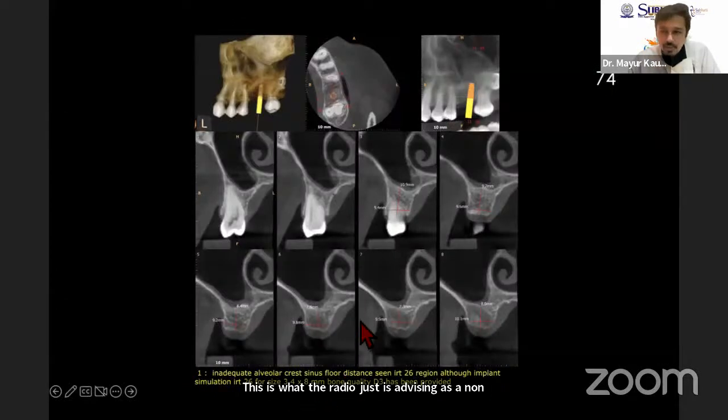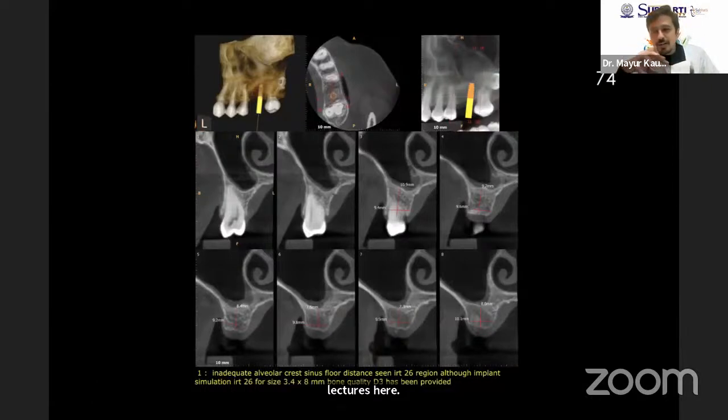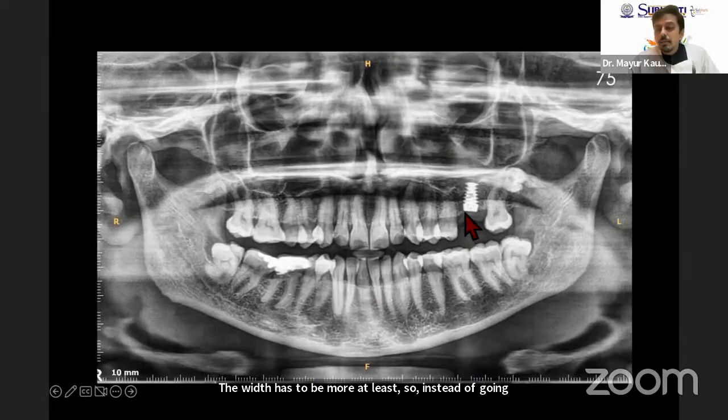So this is one thing which I cover in my implant lectures. Here I have just restricted to the imaging part. Please understand, never ever place an implant with this smaller width and this smaller length, because the BIC would be quite less. The width has to be more at least. So instead of going ahead with this, in the same patient, I had placed a 5 millimeter into 10 millimeter implant with indirect sinus lift in this case.